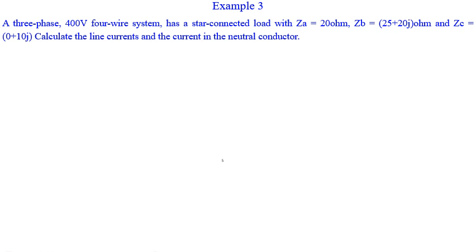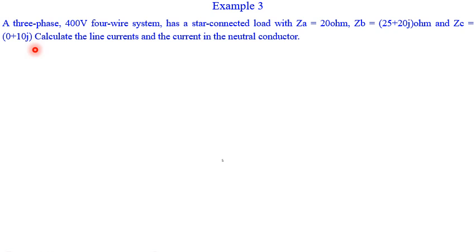Okay, with our last example, it says a three-phase 400-volt four-wire system has a star-connected load with ZA equal to 20 plus 20 j ohm and ZC 0 plus. Then calculate the current and the current in the neutral conductor.